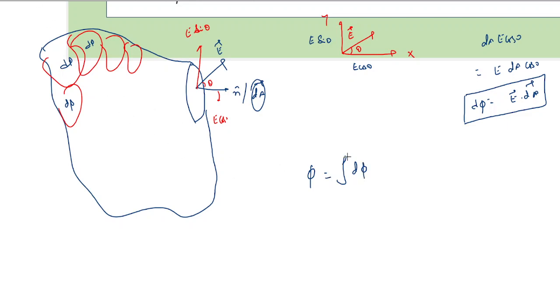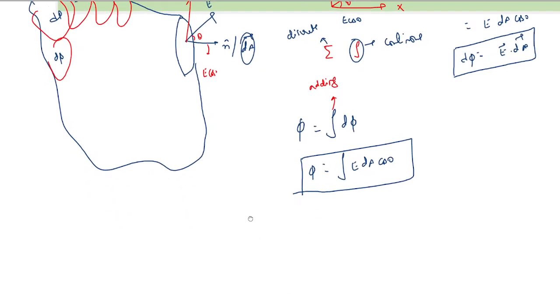Now in simple language, integration basically means adding or summation. The difference between sigma and this symbol is that sigma means adding for discrete variables, and integration is for continuous variables. This is what is called phi. If we put it back here, then what we get is E into dA into cos theta. This is called the total flux.